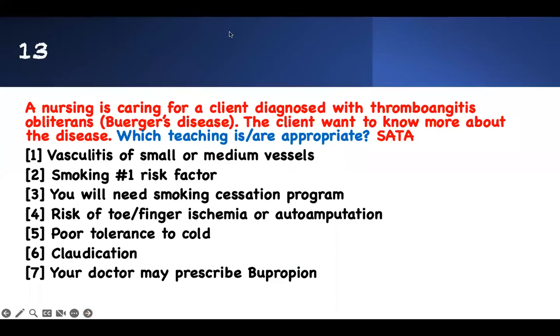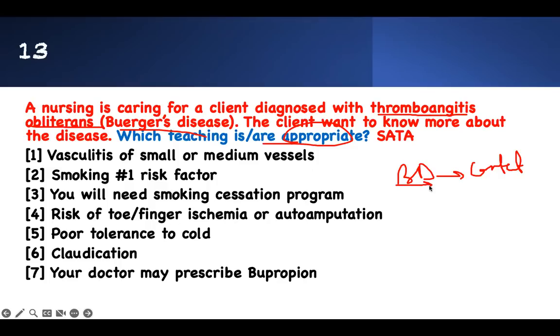Next question. The client wants to know more about the disease. Which teaching is appropriate? What is the problem? A nurse is caring for a client diagnosed with thromboangiitis obliterans, or Buerger's disease. So the client wanted to know more about the disease. What content do I need to know to provide teaching for this patient?